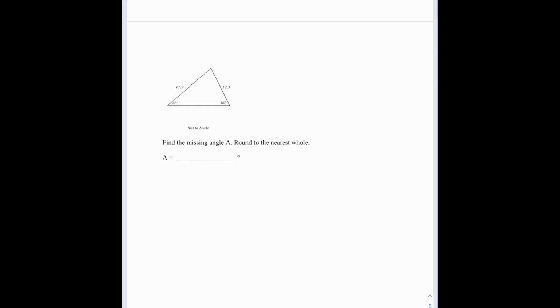Final review, question number 14. I have the triangle and I want to find the measure of the angle A. Notice immediately how we have the angle and the opposite to that angle. So we can use the law of sine in order to figure this out.